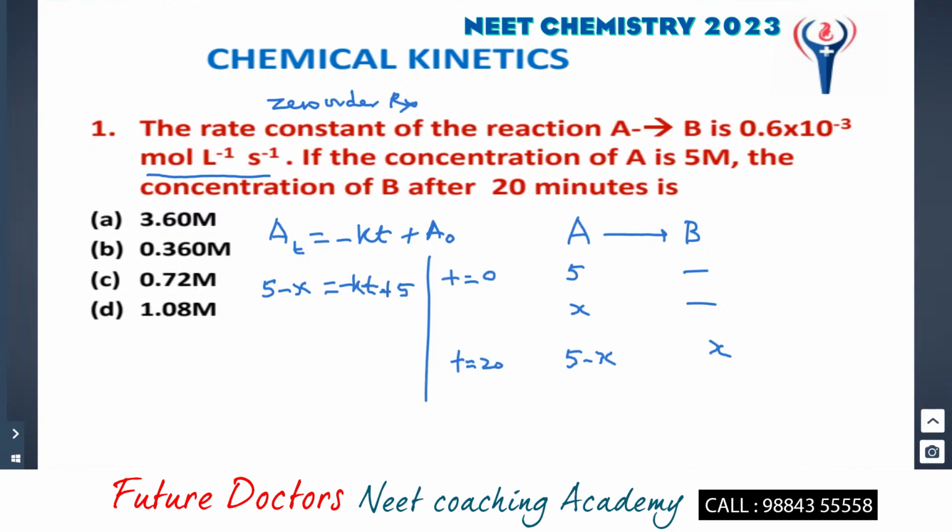Here also this will be cancelled. Then here minus is there. This also will be cancelled. So simply we can write X is equal to KT. K is given as 0.6 into 10 power minus 3. Understood? Right. Then T means time.